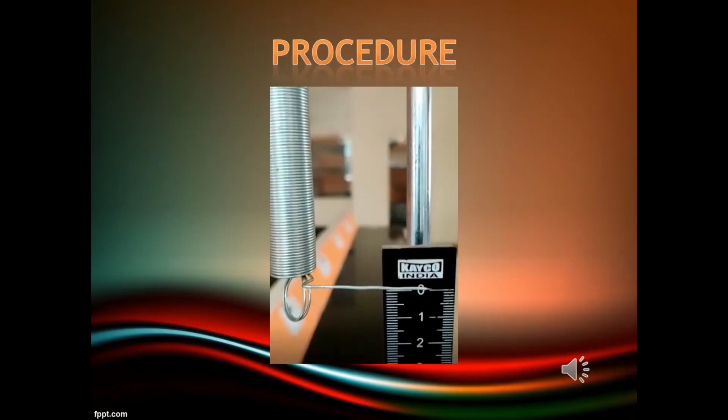First, with no load on the spring, adjust the vertical scale such that the pointer is positioned at 0. If we do this, there is no need to subtract the initial position from the current pointer position every time to find the extension. The pointer reading is the extension.